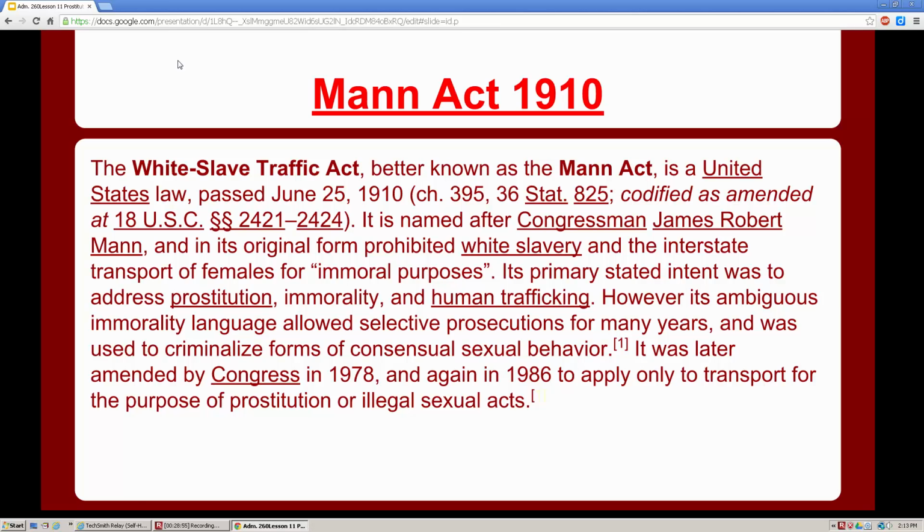Even today, this act is one of the primary enforcement tools used by the feds, and that's how they busted a lot of those street gangs on the trafficking and prostitution charges that we just talked about. This act addresses prostitution and human trafficking. So the United States still uses this to prosecute human traffickers and those involved in interstate prostitution.